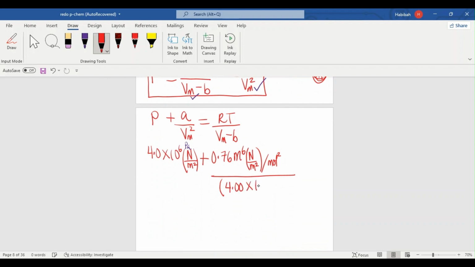4.00 times 10 to the power of negative 4 meter cubed per mole squared, and R is just the gas constant. We're going to be using this particular gas constant here. We're not going to be using the 0.08206. We're going to be using 8.3145, meter cubed, Pascal.